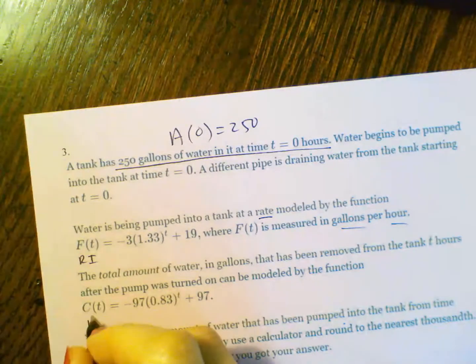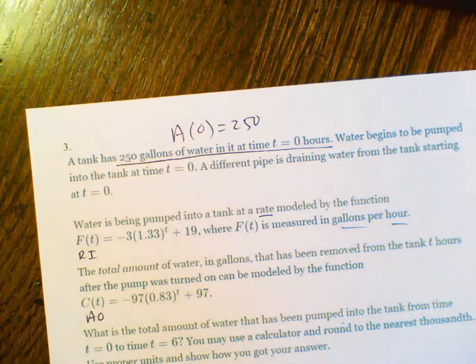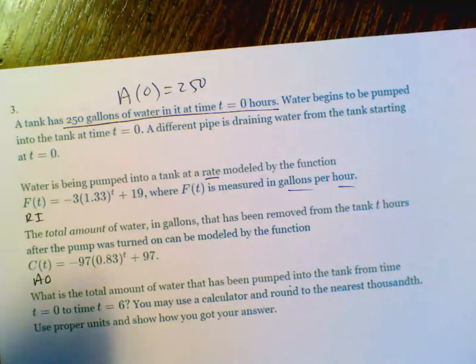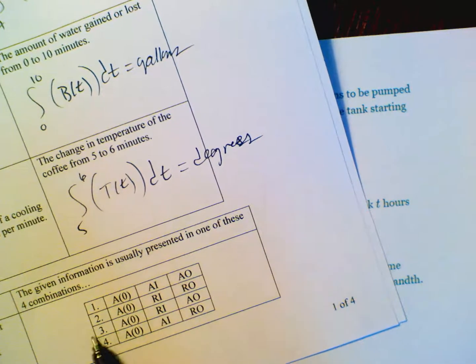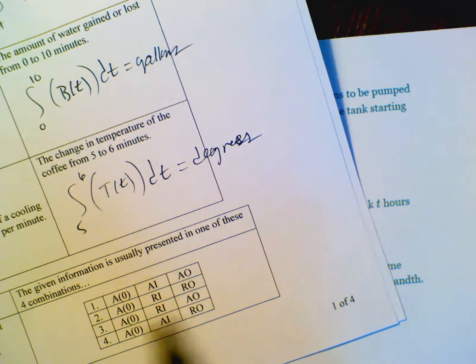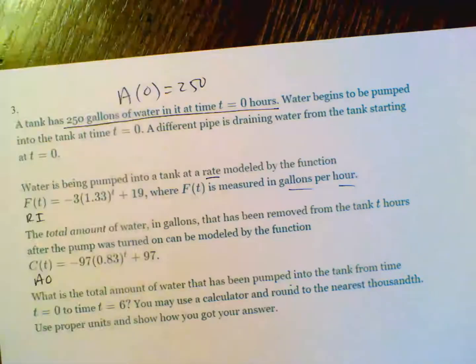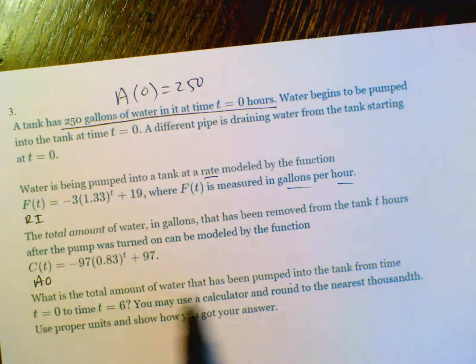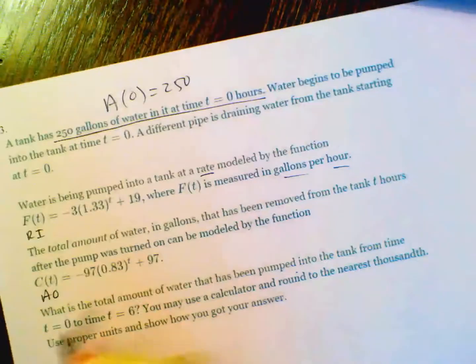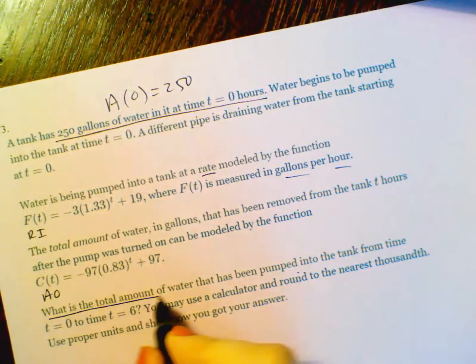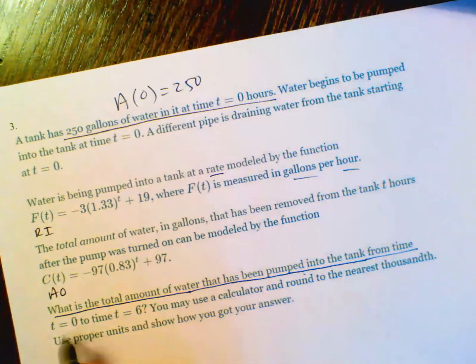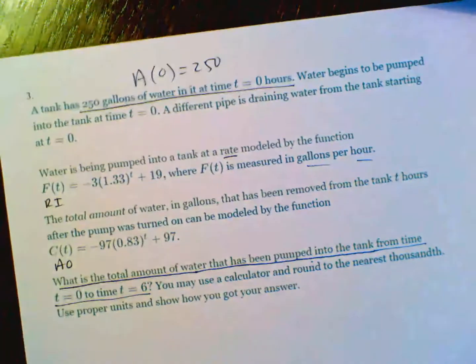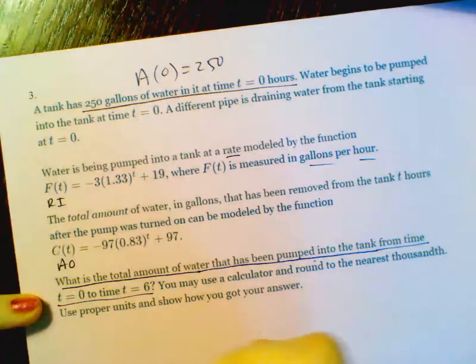So this is the amount that's gone out. I'm sort of disappointed that all of our examples have been of number 3 form, but they could be any of these 4 forms. Pumped into the tank, and so on. All right, so what is the total amount of water that has been pumped into the tank from time 0 to 6? All right, so let me lay out what I've got.